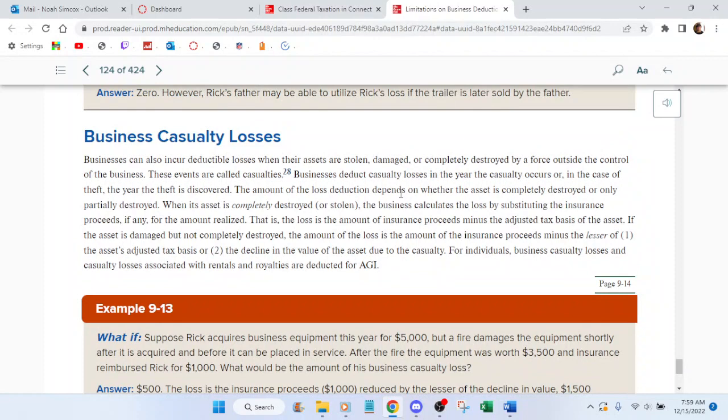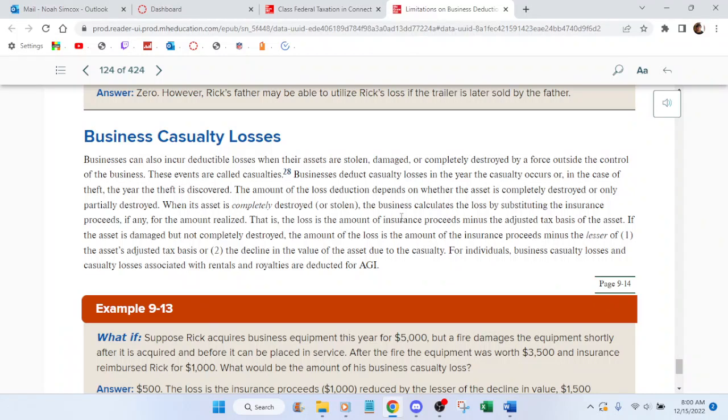For individuals, it's only for federally declared disasters. There's a $100 floor and a 10% of AGI floor. And for business, it's for AGI because all business deductions are for AGI, right?